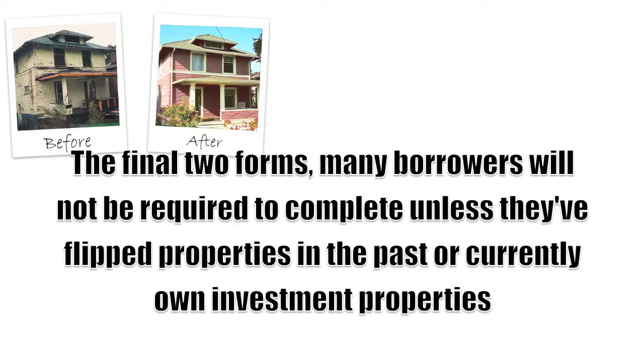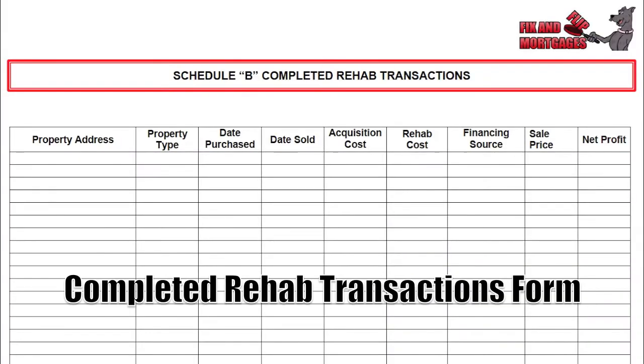The final 2 forms, many borrowers will not be required to complete unless they flipped properties in the past or currently own investment properties. If you've fixed and flipped properties in the past few years, you will need to fill in the completed rehab transactions form. It's a 1-page form and will indicate your recent experience in doing fix and flips. Some lenders only want to deal with people who have experience in doing this.